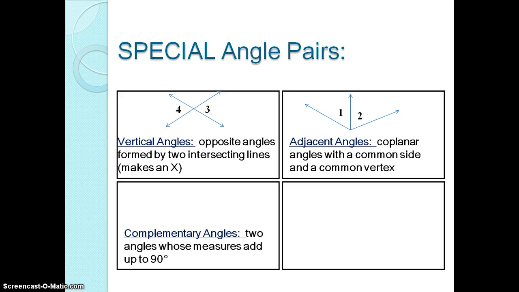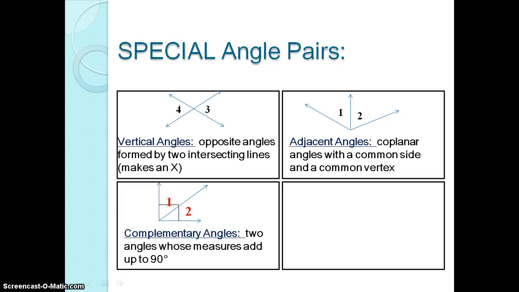Complementary angles. Complementary angles are 2 angles whose measures add up to 90 degrees. So here's an example of complementary angles. Remember that this symbol right here shows 90 degrees, and these 2 angles are adding up to 90 degrees. So angle 1 and angle 2 are complementary.